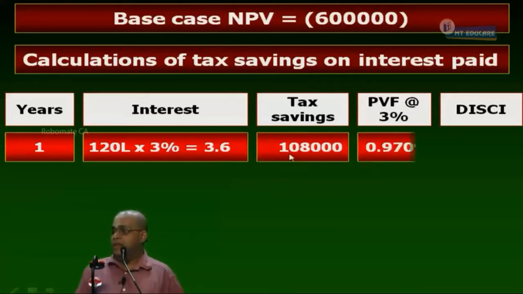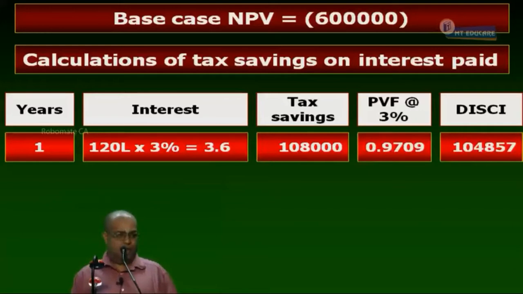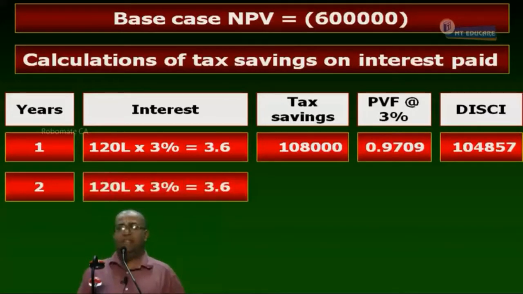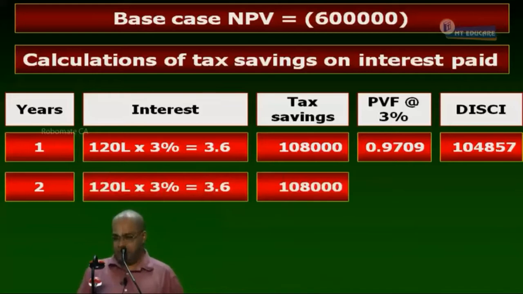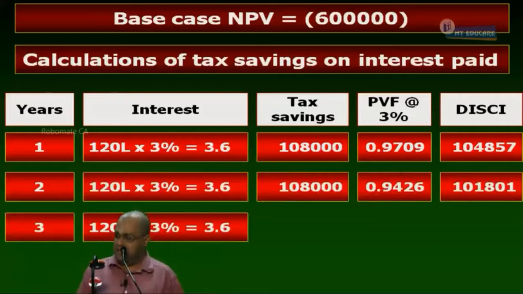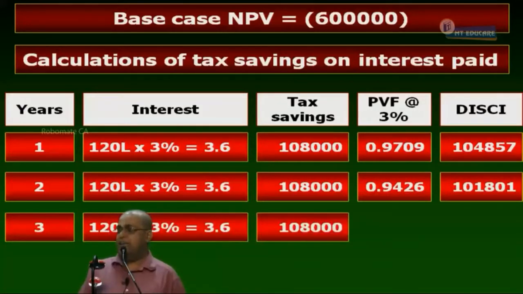And then the present value factor at 3%, the discounted cash inflow. I think you will be able to understand or not? Now, second year also what? Same. 3% I am going to pay interest. I say 1,08,000 tax. Present value factor for second year, discounted inflow. Third year also the same. I pay 3,60,000 interest. Say 1,08,000 tax. PV factor and then discounted cash inflow.